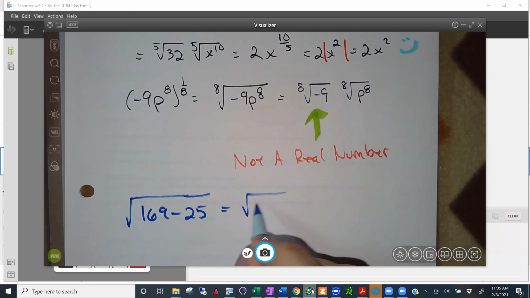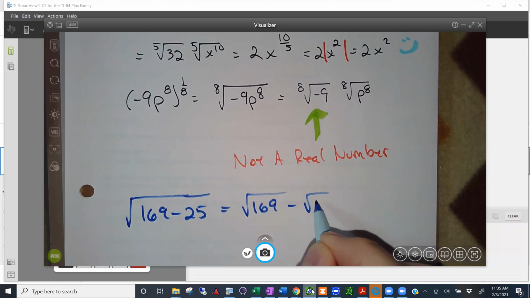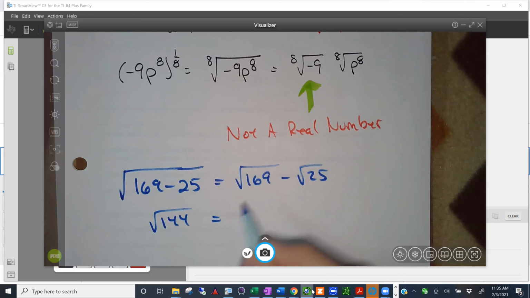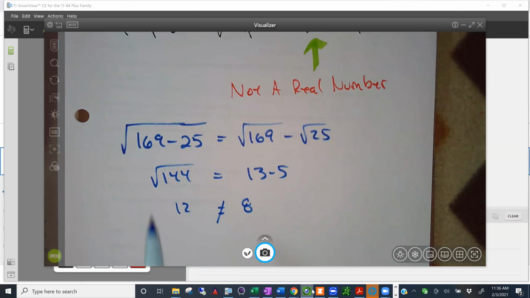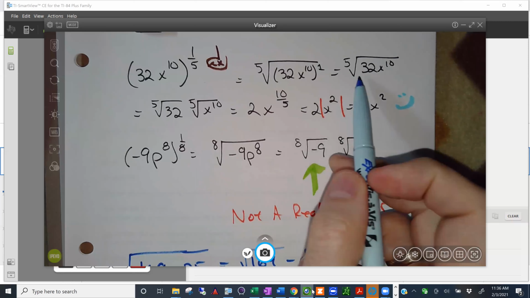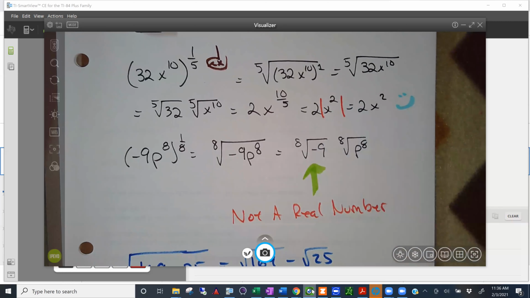What if I tried to break that up? Square root of 169 minus the square root of 25. Well, over here, I know I get 144. Here, that's 13 minus 5. 13 minus 5 is 8, but over here I get a 12. And so what that's showing you is you can't just distribute this radical and subtract the radicals. You have to work it as one whole term and simplify it there. So you can split things up with multiplication, like I did here and like I did here. You can split things up with division, but not addition and subtraction.